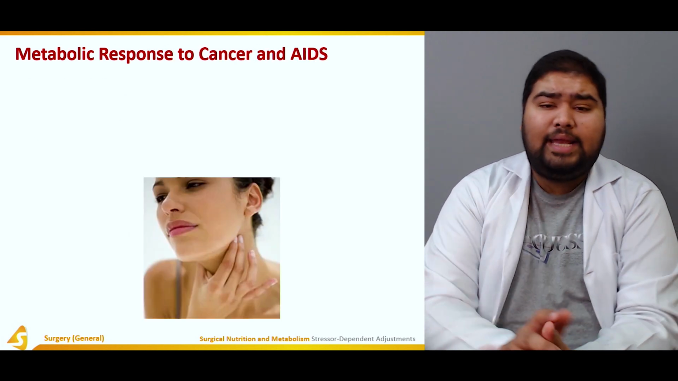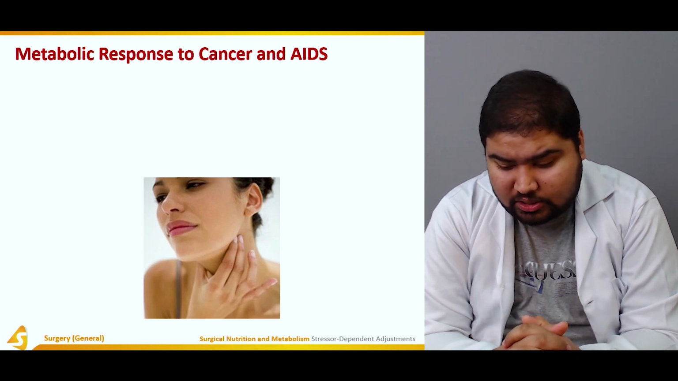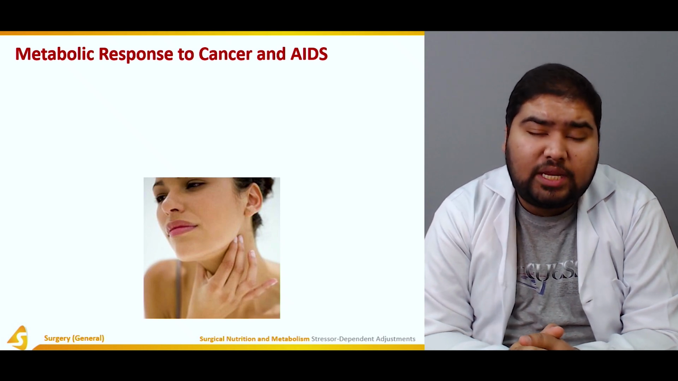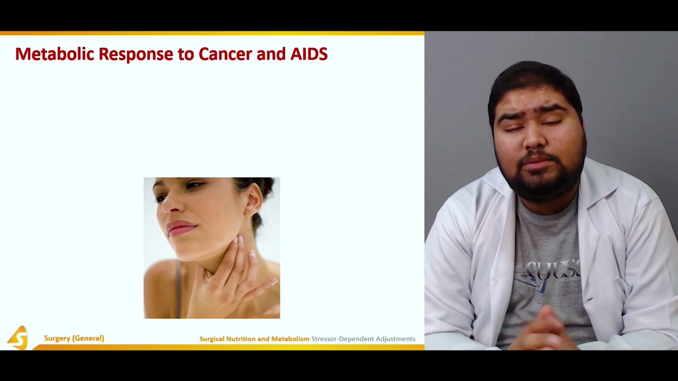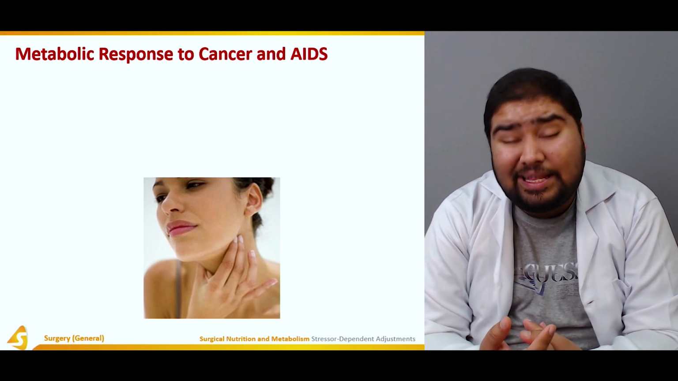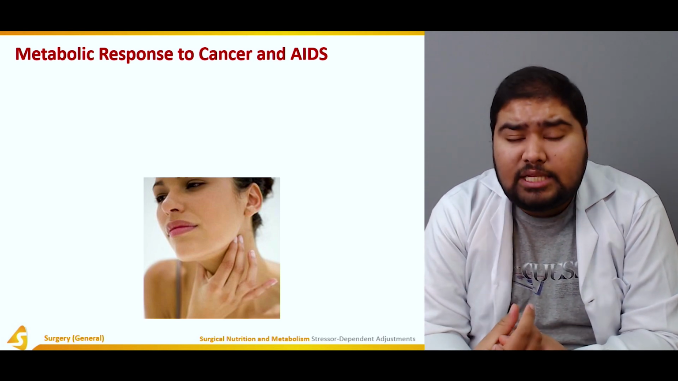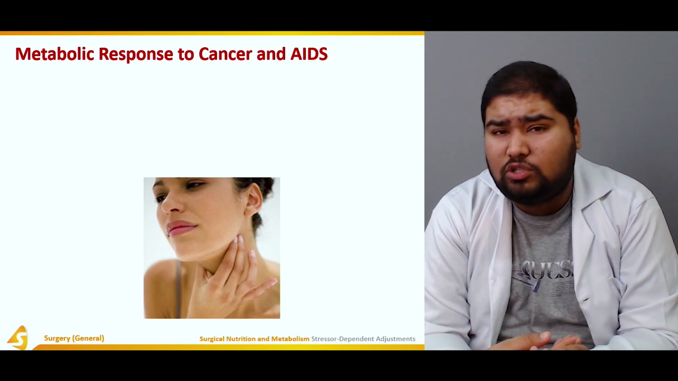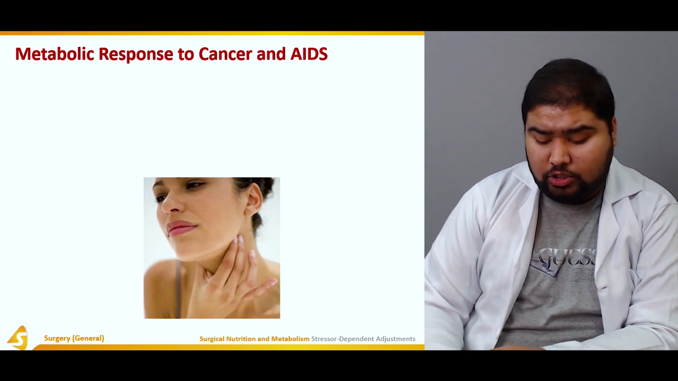So moving on, now we have chronic conditions. Sepsis was a stressor that was present for a short period of time. Now we're talking about a stressor that is present for a prolonged period of time. A patient who has cancer or acquired immunodeficiency syndrome has stresses that are there for longer durations of time, and they have to live with them. So how does the body respond to it?